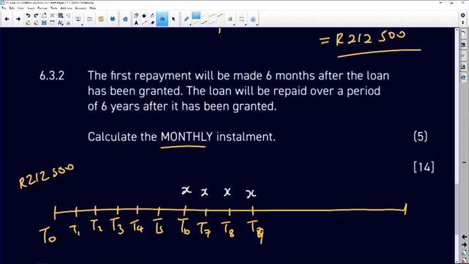Because they say here the first repayment will be made in 6 months' time after the loan was granted. And the loan will be repaid over a period of 6 years. So his last payment is going to be on this day. Now the question is, what T value is that going to be? Right? We're interested in that. Now in 6 years' time, if you think about it, 6 times 12 is going to give you 72 months. So that's supposed to be T72, from the day the loan was granted. We'll talk about that T72 just now.